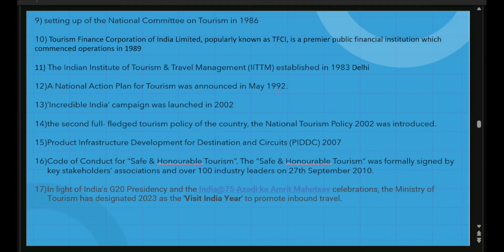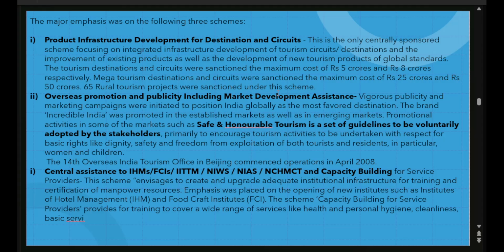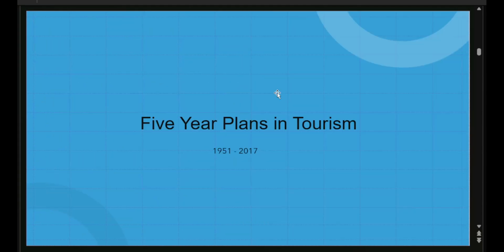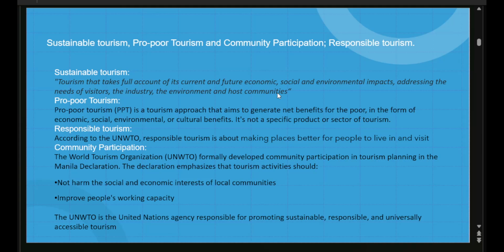Let's move to our third topic, which is important definitions. These definitions are picked from UNWTO because sometimes a question is directly asked from tourism definitions. So I picked this topic. We have only two or three definitions here. First is sustainable tourism: tourism that takes full account of its current and future economic, social, and environmental impacts, addressing the needs of the visitor, the industry, the environment, and the host community. That's the definition of sustainable tourism from UNWTO.